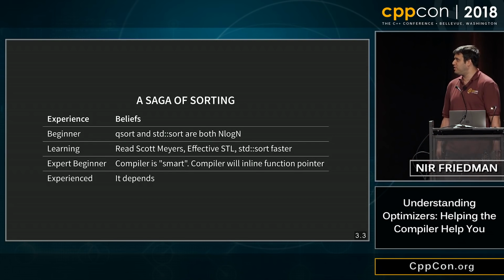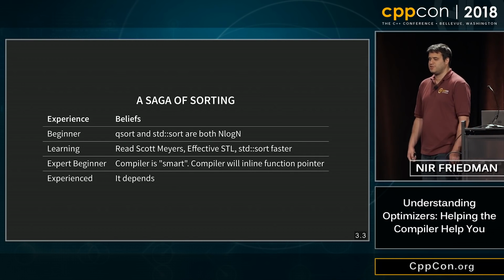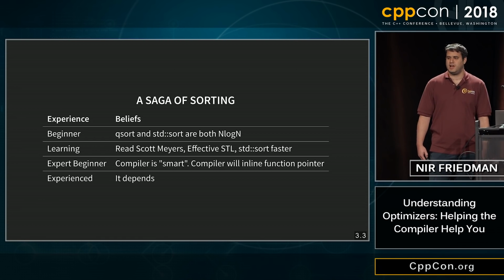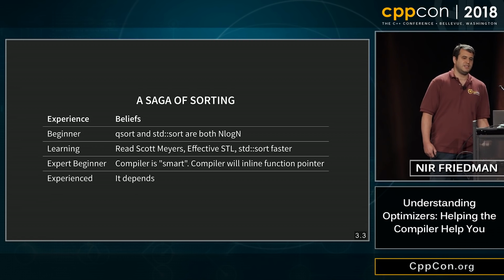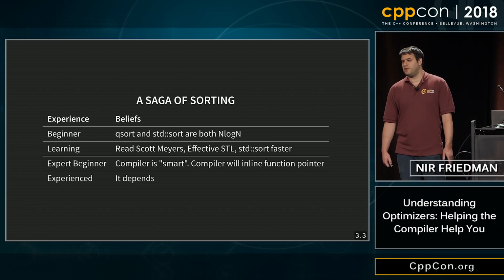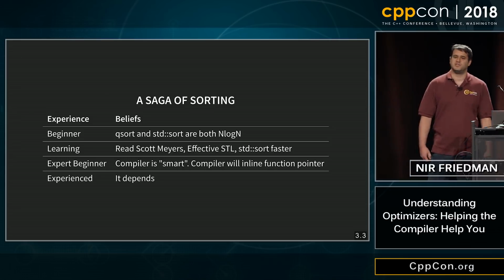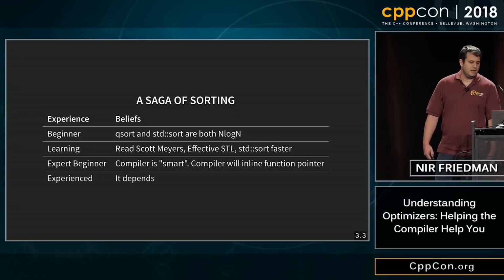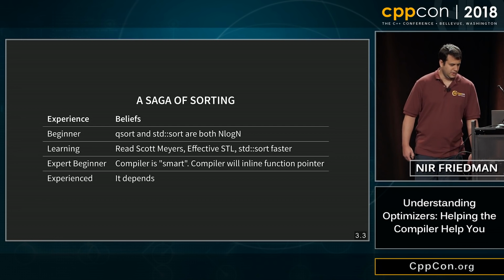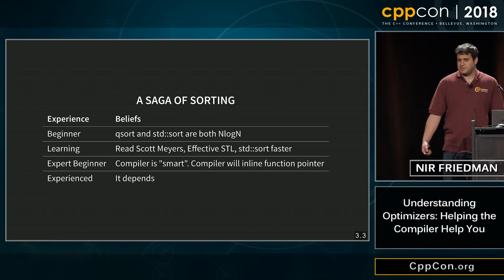Okay, next example. qsort and std::sort are such canonical examples, in terms of both C versus C++ and function pointers. Here's how I see the average C++ developer progressing. You're a beginner. You learn in school they're both n log n because they're both quicksorts. Done. Then you start to learn. You read Scott Meyers. He says std::sort is faster because you get inlining. Great. That's pretty good, actually.